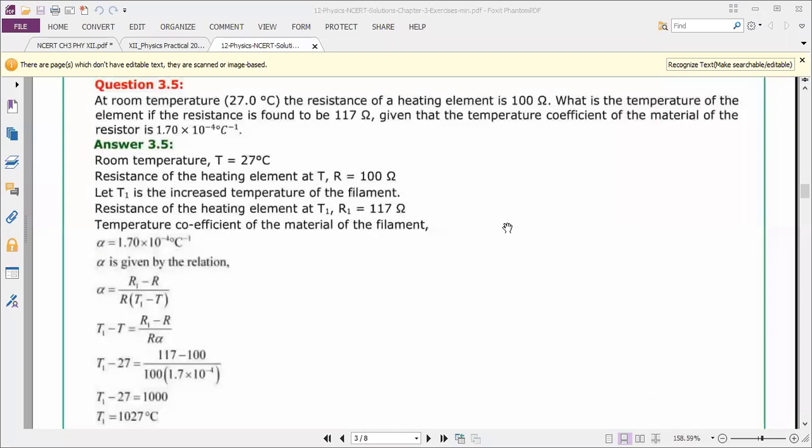Yesterday we discussed the temperature dependence of resistivity. The formula is rho equal to rho naught into 1 plus alpha into t minus t naught. And one more formula: R t equal to R naught into 1 plus alpha t.